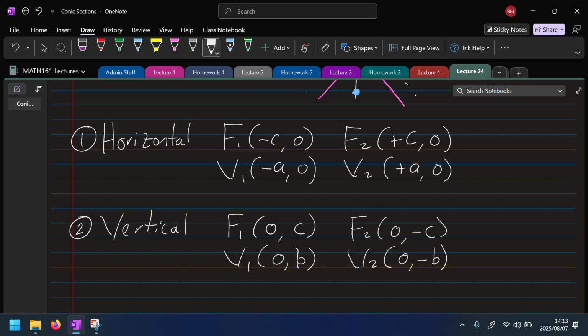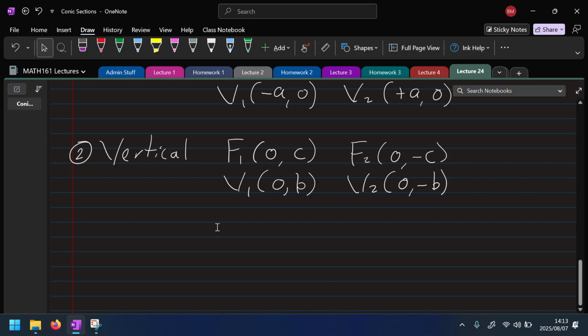Okay, so depending on which orientation you have, you either use the horizontal one for the vertices and focal points on the left and the right, or if it's vertical, you use the vertices and the focal points for the top and the bottom. And in either case, we have the same asymptotes.